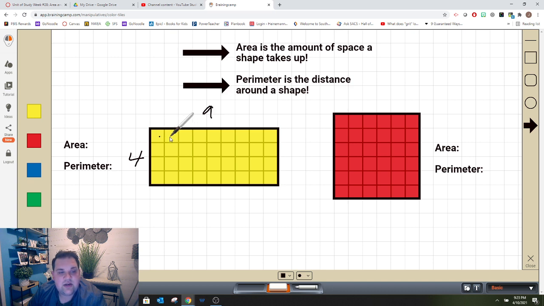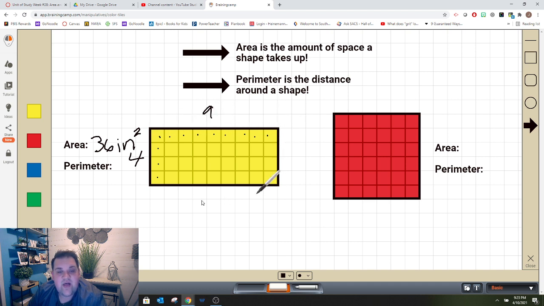So I could count each of these pieces, or I could count by 9s all the way down. 9, 18, 27, 36. Or I could just do 9 times 4, which is 36 also. But the area here is 36, and because there's squares inside that we're counting, inches, and this little small 2 above the inches means squared. 36 square inches.